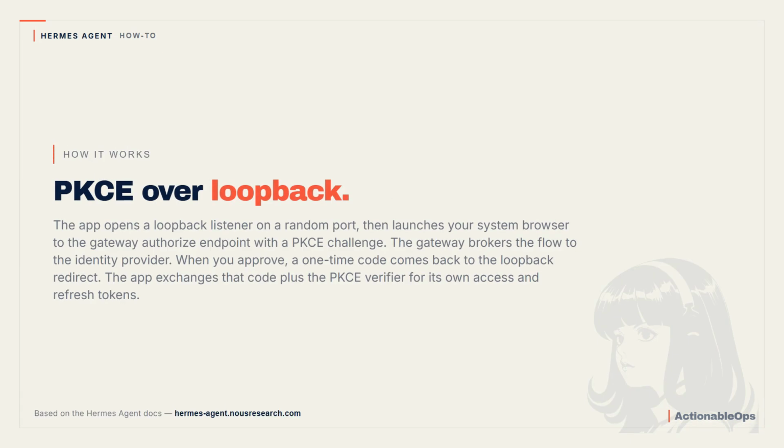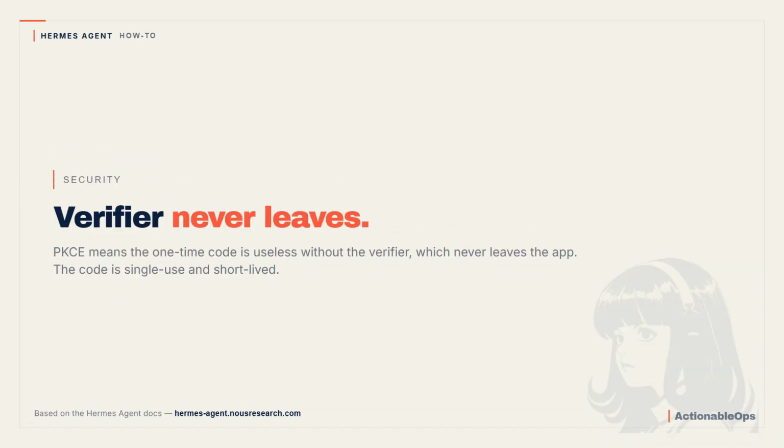The app opens a loopback listener on a random port, then launches your system browser to the gateway's authorize endpoint with a PKCE challenge. The gateway brokers the flow to the identity provider. When you approve, a one-time code comes back to the loopback redirect. The app exchanges that code plus the PKCE verifier for its own access and refresh tokens. PKCE means the one-time code is useless without the verifier, which never leaves the app. The code is single-use and short-lived.